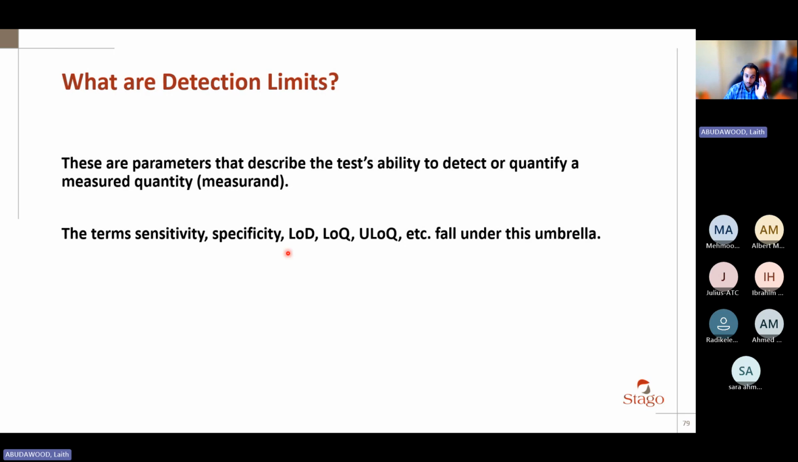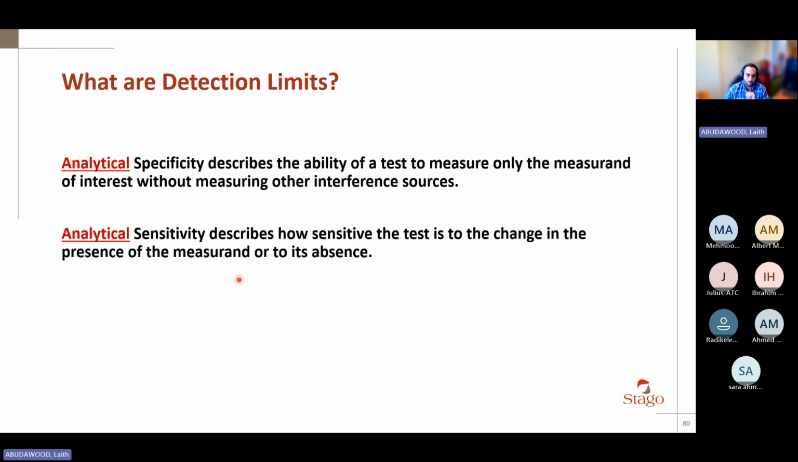So to clarify, CLSI says we will not use sensitivity, we will not use specificity, when we are describing the detection limits of a test. We use LOD, LOQ, ULOQ. And there is another one called limit of blank. So for this presentation, based on CLSI, we will not talk about sensitivity and specificity. Just to give you a small example.